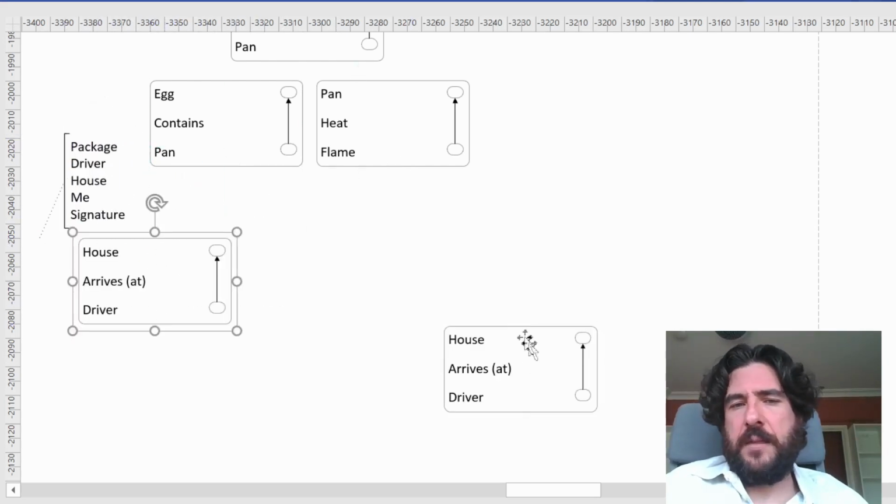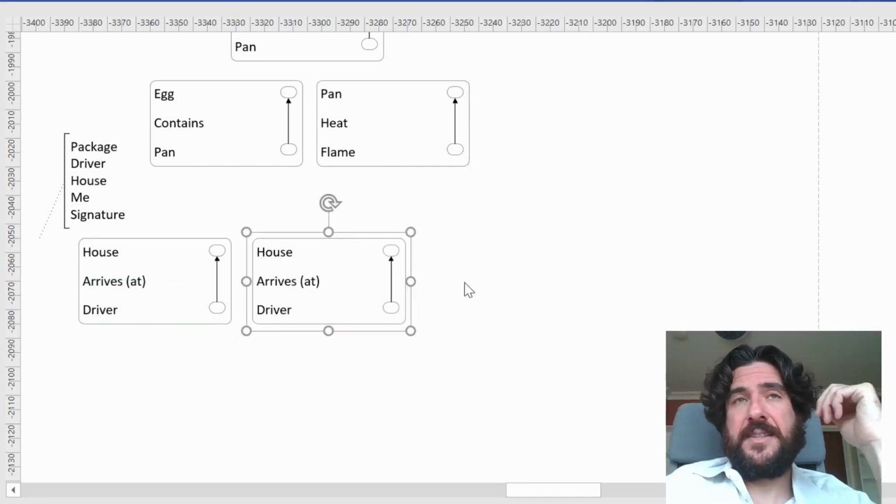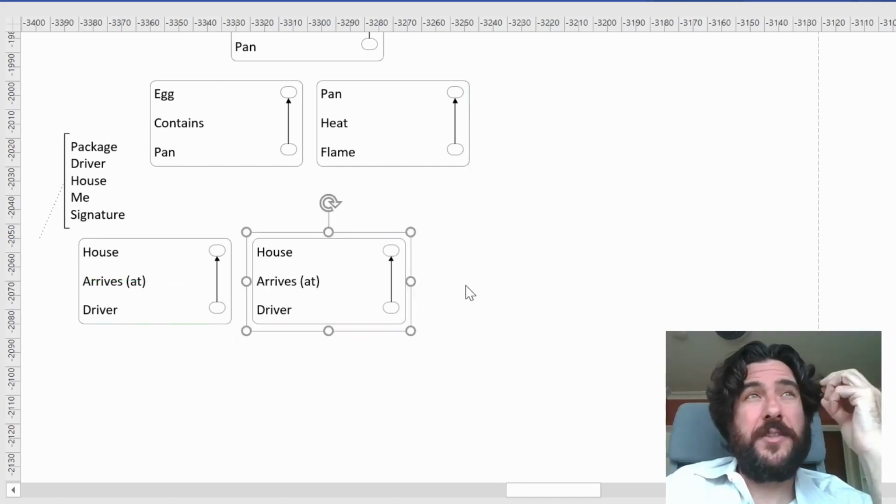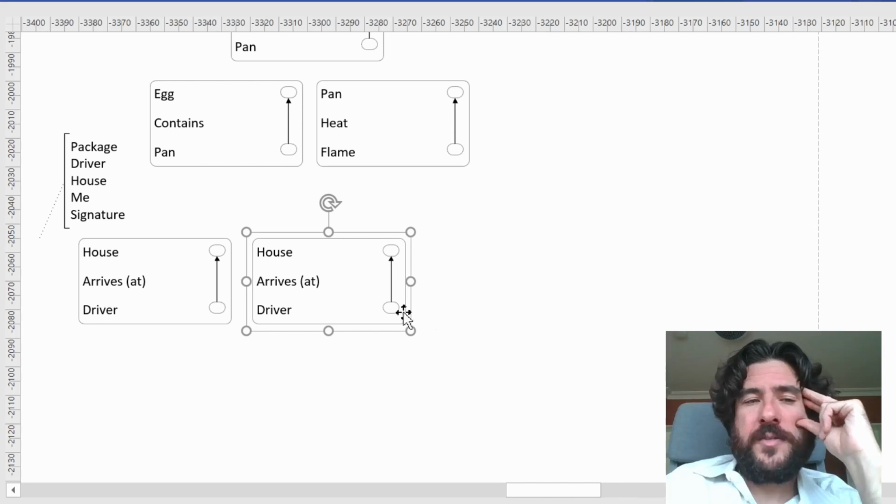See if you can work this out. I mean, you're welcome to pause the video actually and see if you can work through each of these steps and see if you can arrive at what's going on here. So the driver arrives at their house.